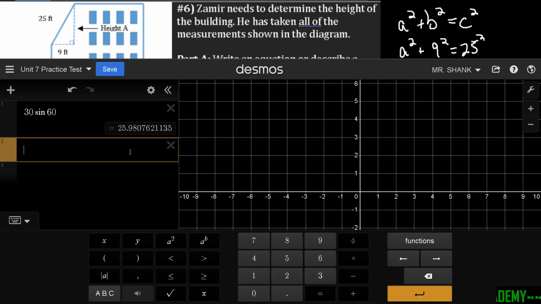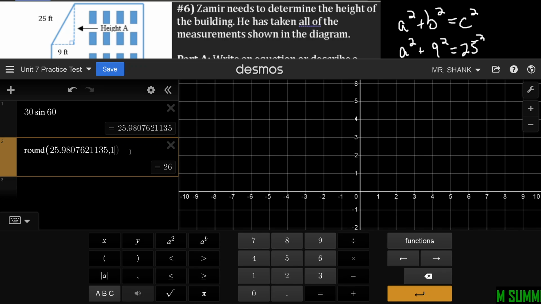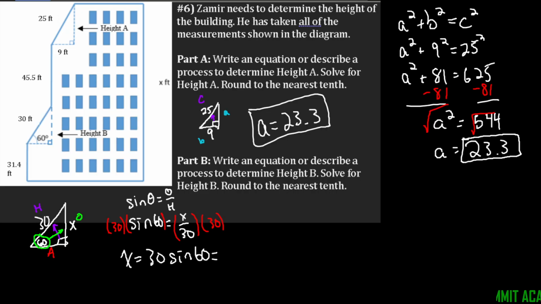I'm going to copy my answer. I'm going to say round, parentheses, paste, comma, 1. So even though I don't have one decimal place, that makes sense because it rounded. It looks at that first decimal place and then it uses the next one to determine if it's rounding. And since it rounds up to the next whole number, it's going to say it's 26. So we're going to just say our side length or our height for B is 26. So I can say B equals 26.